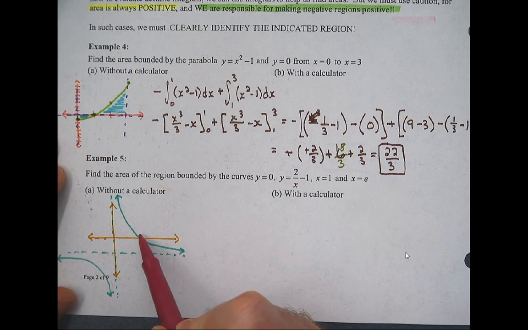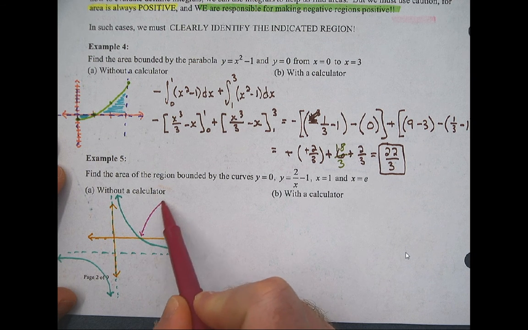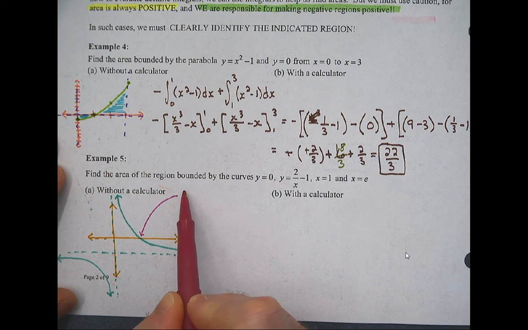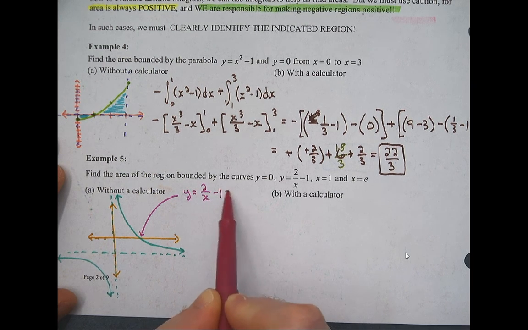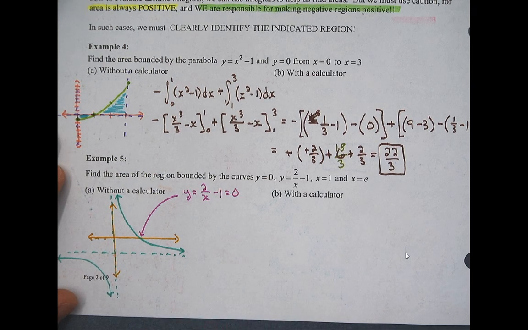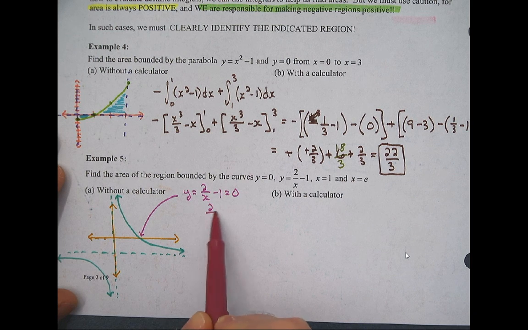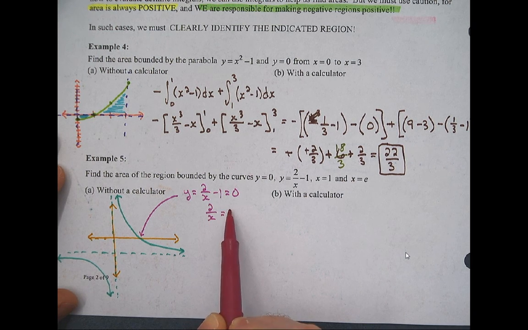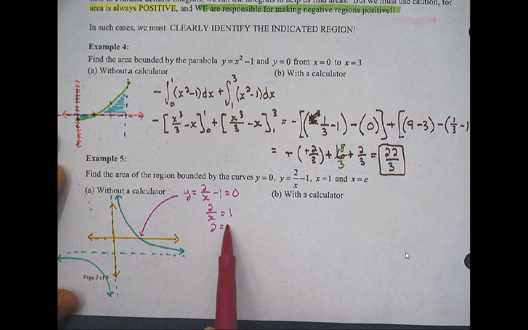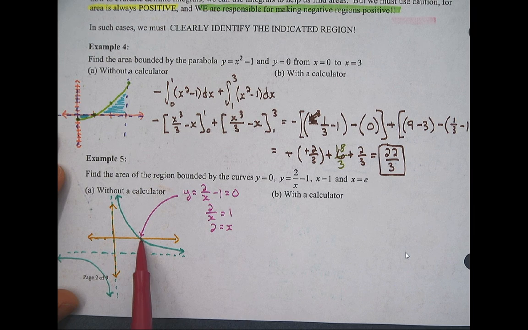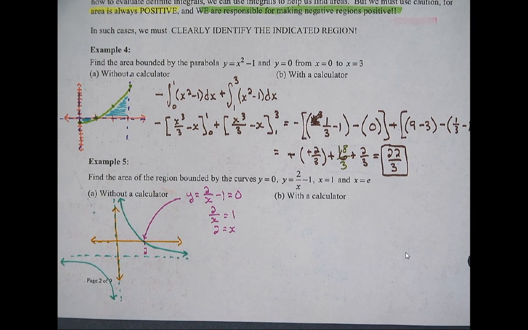Well, hopefully you took the equation and set it equal to 0. So y equals 2 over x minus 1 equals 0. Bump over the 1, 2 over x equals 1. Multiply both sides by x, and we find that 2 equals x. So this value right here is a value of 2.